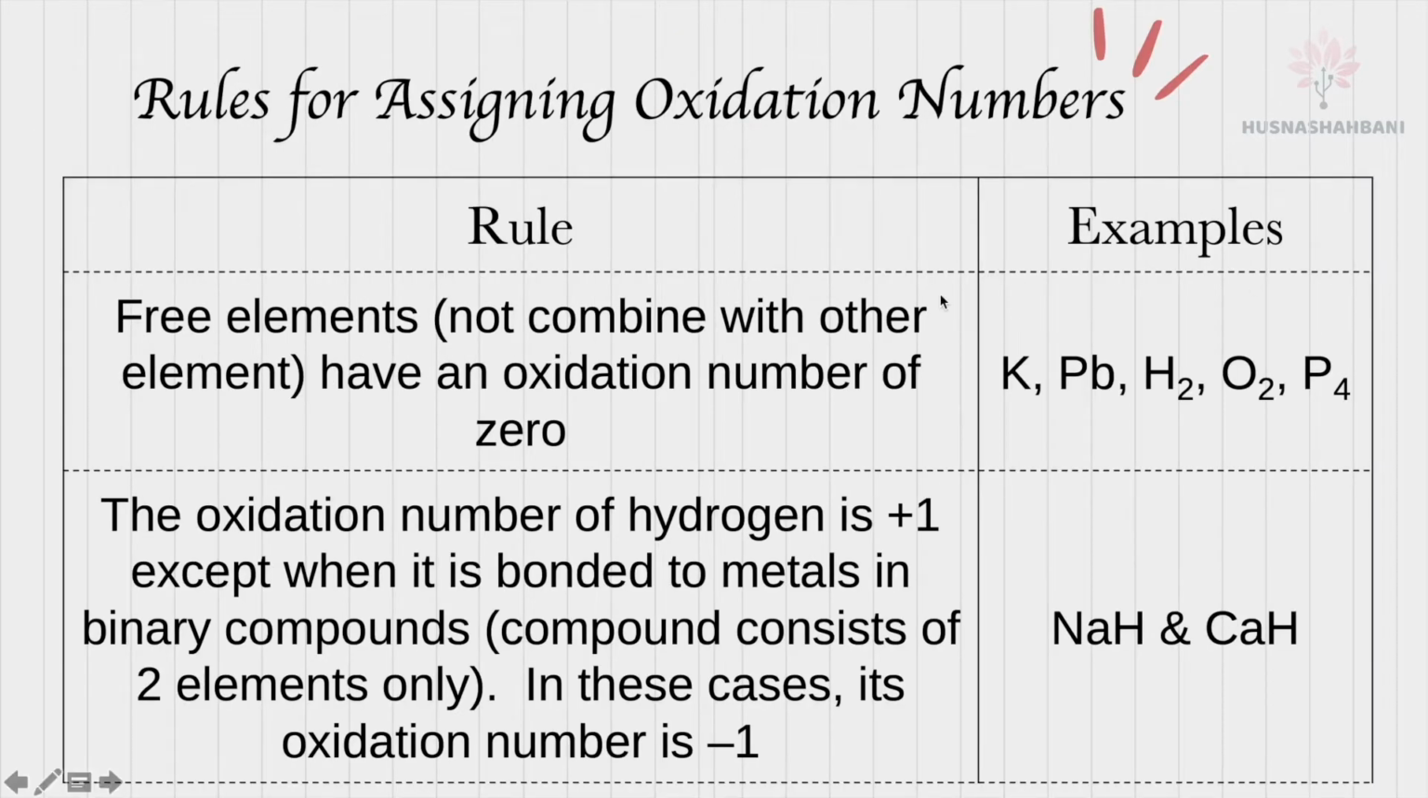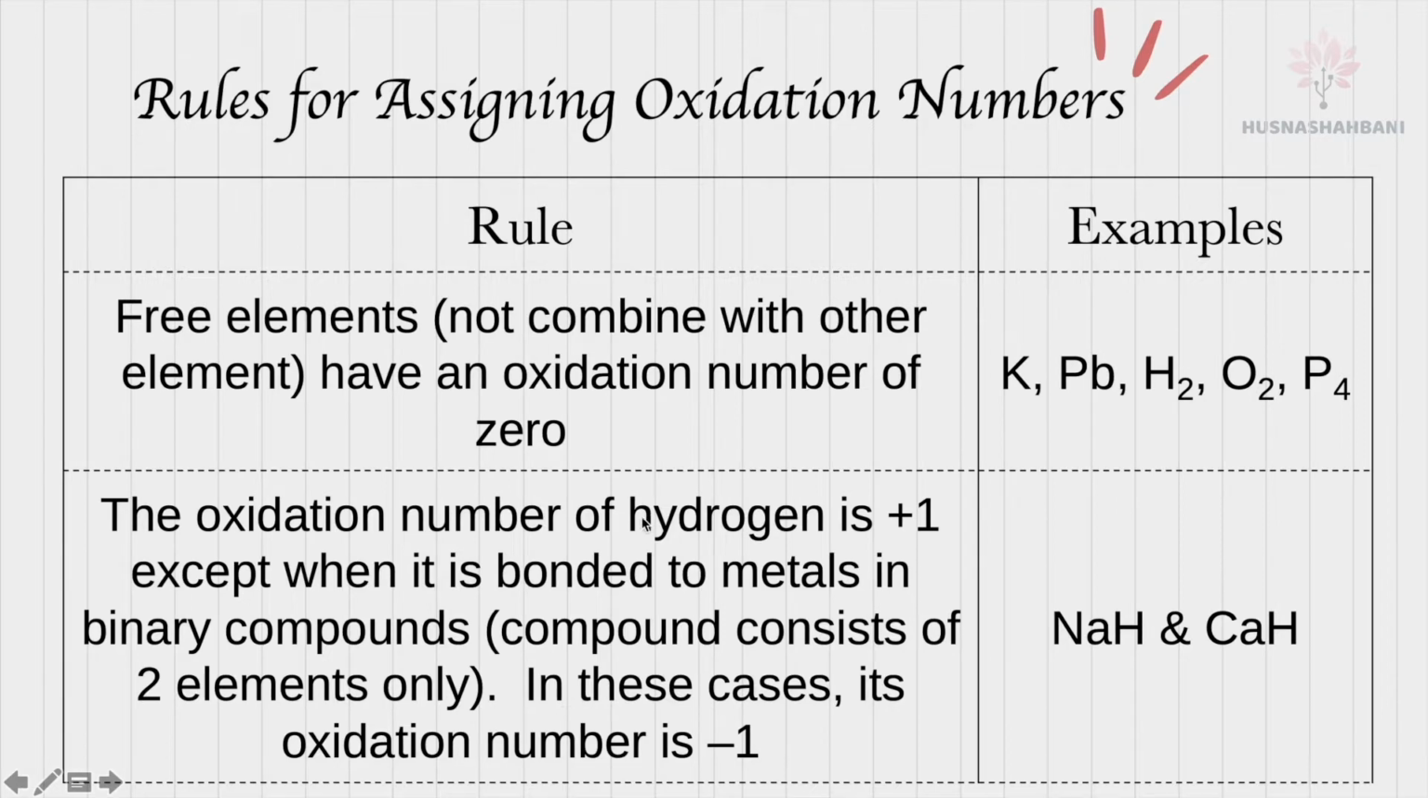The rules for assigning oxidation numbers are: first one, free elements not combined with other elements have an oxidation number of 0. For example, potassium, lead, hydrogen molecule, oxygen molecule, phosphorus. These three are molecules, but they are elements because they are not combined with other different elements, and their oxidation numbers are 0.